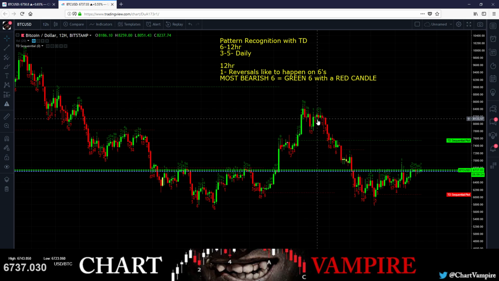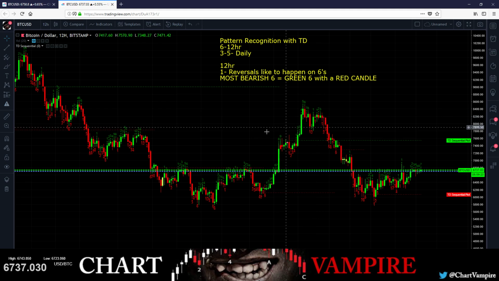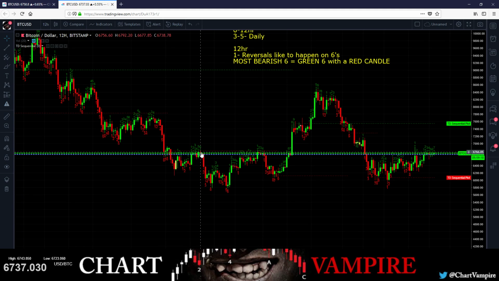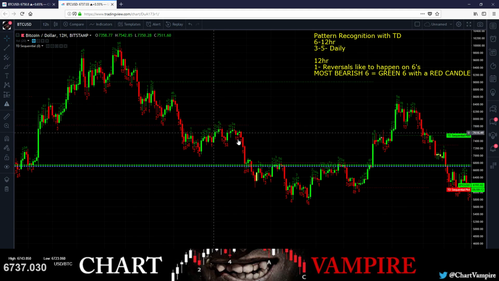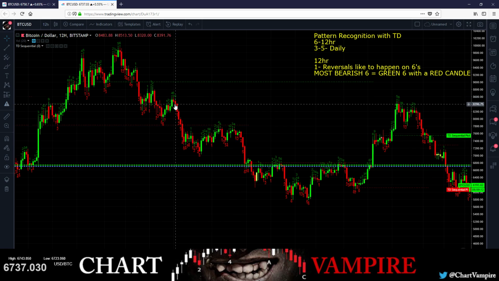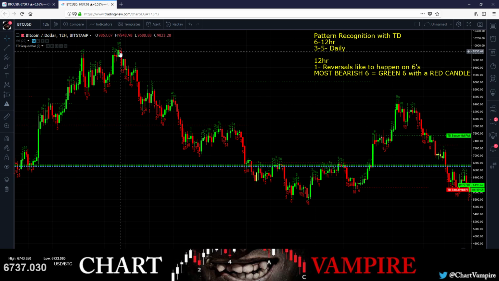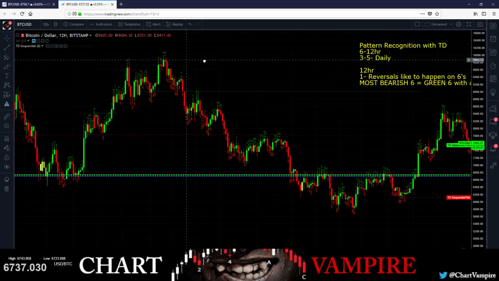And look, it dumps. And you can go back in time and count how many times this has happened. Look, green 6, red candle, dump. Green 6, red candle, dump. Usually you never know what the next candle is going to be. Green 6, red candle, dump.